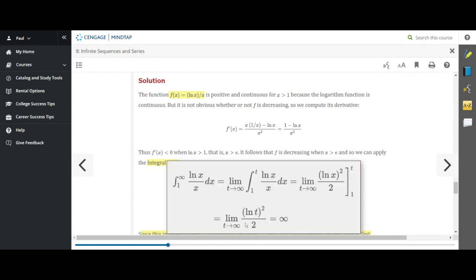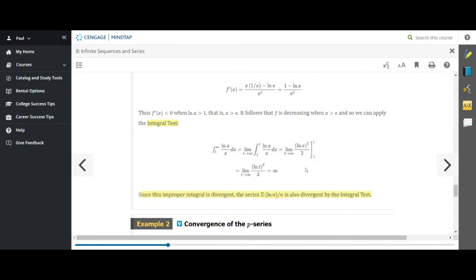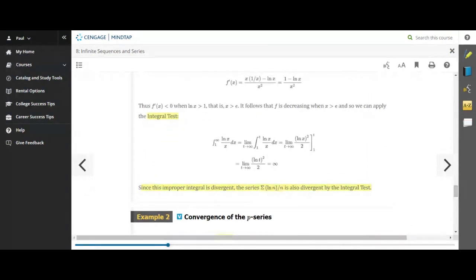So all you do now to establish convergence or divergence of the series is, and I'll ungray the box in a moment, you take the improper integral from 1 to infinity of the log of x divided by x. And then you will establish that that improper integral equals infinity. So that improper integral diverges. Improper integrals, remember, were section 5.10. Since the improper integral is divergent, then the series diverges also by the integral test.